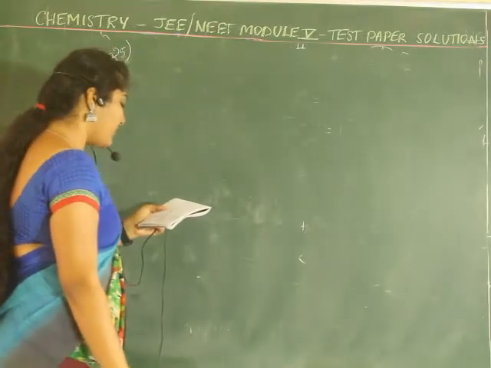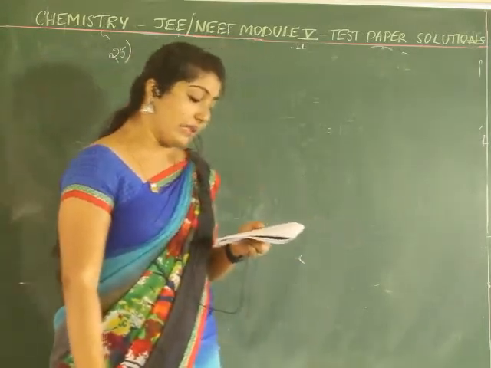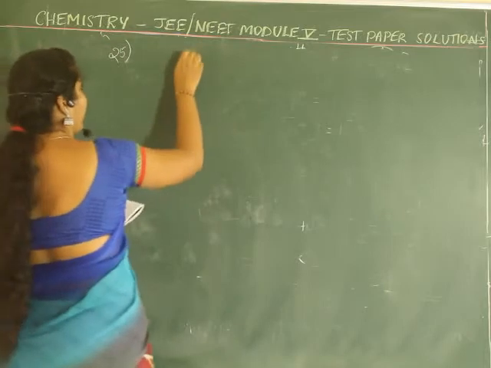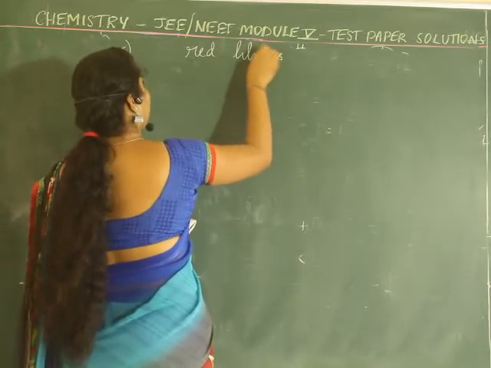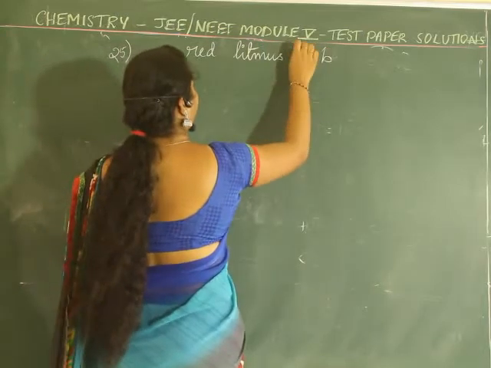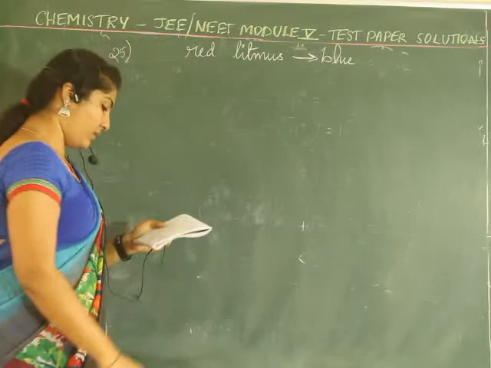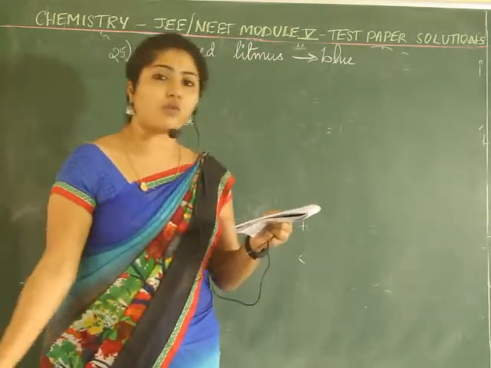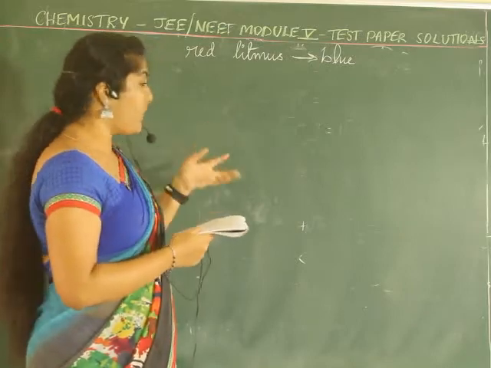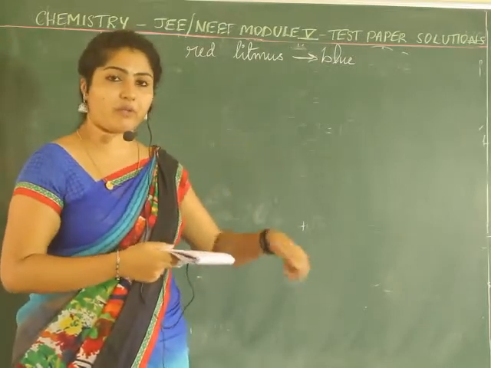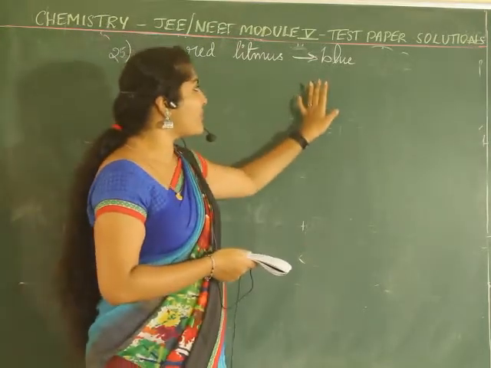Among the following, find the total number of compounds whose aqueous solution turns red litmus paper blue. They have given you a number of compounds. Out of that, you have to see how many compounds, when you dissolve them in water and prepare a solution, turn red litmus blue.